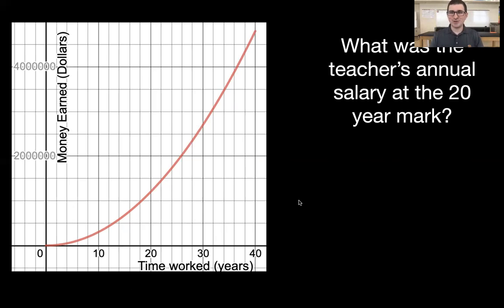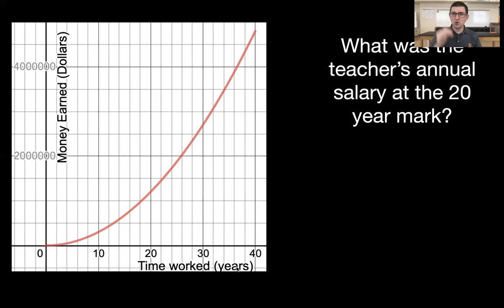So this teacher has been working for a very long time, 40 years, and thankfully they've made quite a lot of money at their job over those 40 years. So teaching isn't a tremendously well-paying job, but if you work for 40 years, then you're going to make some money. So the question is, what is the teacher salary at the 20-year mark? So we know that there is some salary, some rate of change. Remember, we know that we're looking for the rate of change because it's dollars per year.